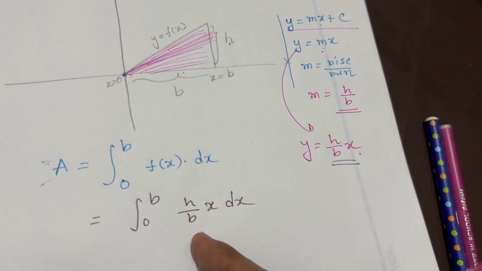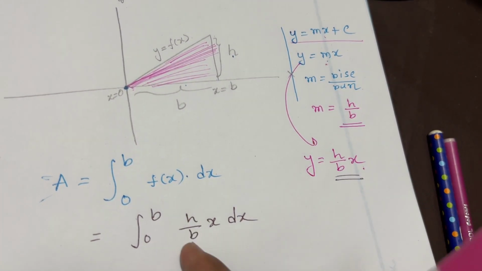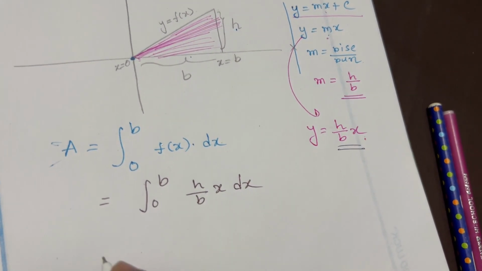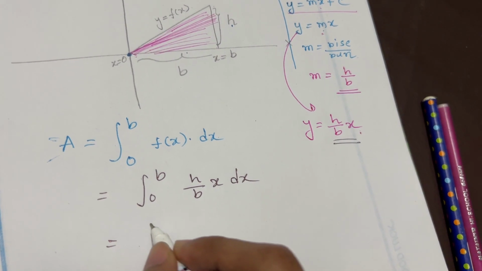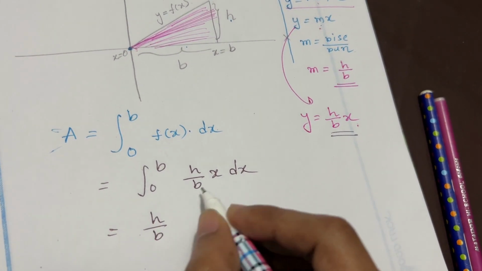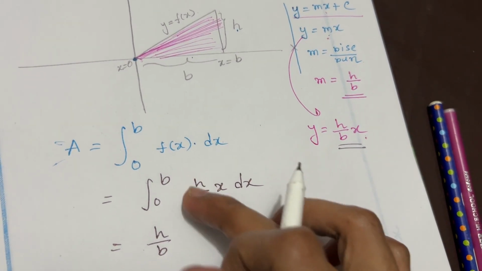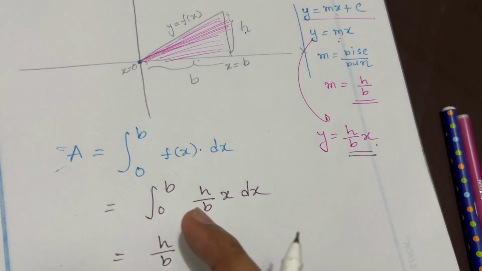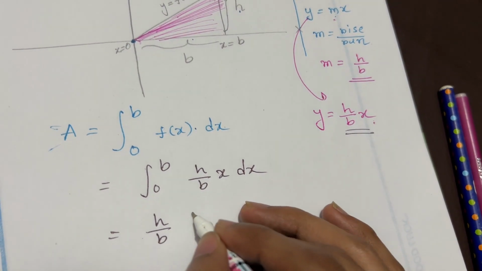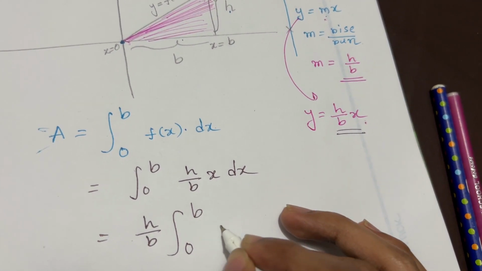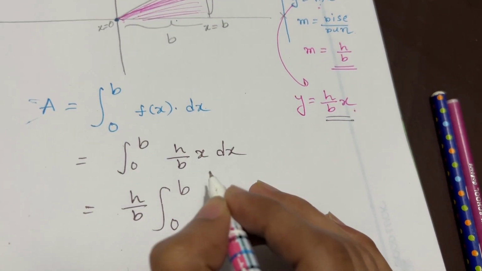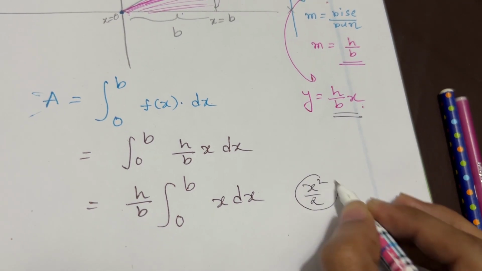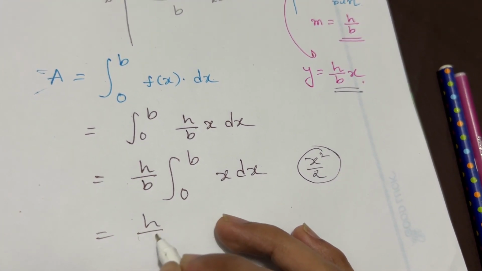Now h by b is constant. Okay, h by b is constant. This is the slope. Okay, so we're going to put it on the other side, outside of this integration. This is a rule of integration. If there is any constant value, like a proportion or any constant value, like pi is also constant, or any number value, this is also constant. We're going to put it outside. So the remaining is x dx, and the integration of x dx is very simple, which is x squared by 2. Okay, so we're going to use this.